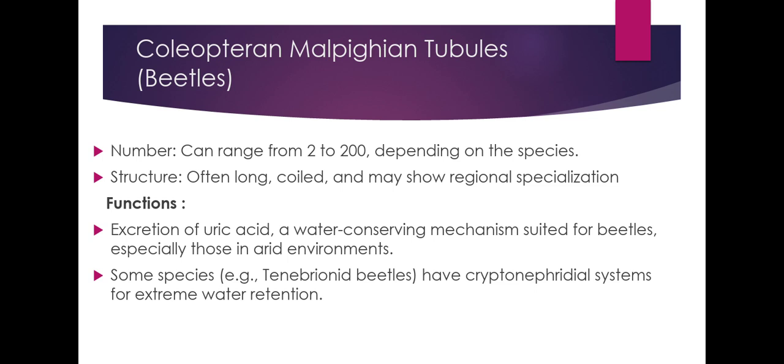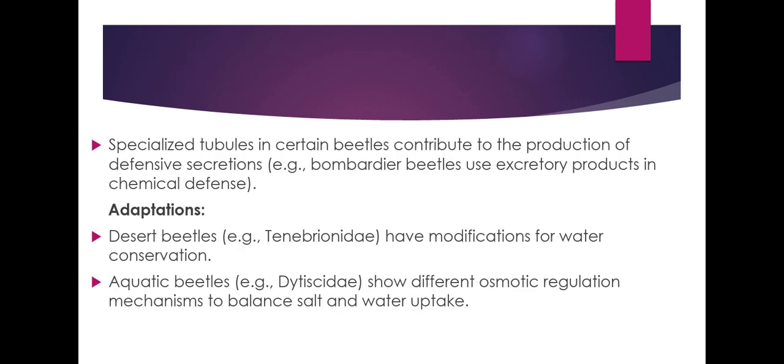Some species, for example Tenebrio species, have cryptonephridial systems for extreme water retention. These are mostly seen in deserts. Specialized tubules in certain beetles contribute to the production of defensive secretions. Example: bombardier beetles use excretory products in chemical defense.